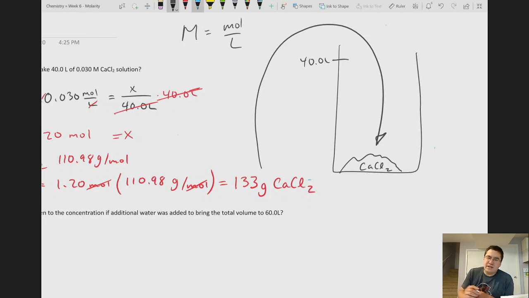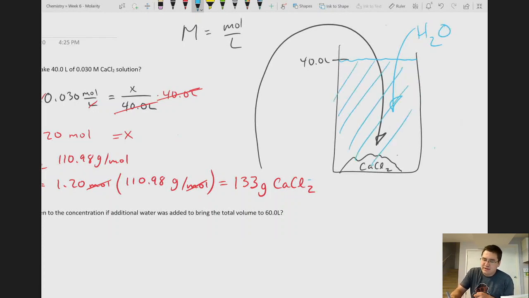And then you don't just add 40 liters of water. What you do is you start filling it up with water. Fill and fill and fill until your solution reaches the 40-liter line. And then once you've done that, you stir. What that does is it distributes all these calcium chloride particles equally throughout the solution. So then your concentration is correct. Okay, so that's how you make a solution. Your final volume needs to be that 40 liters.